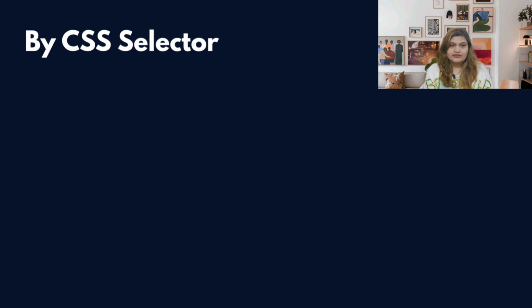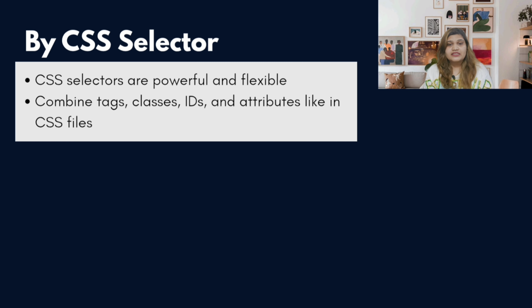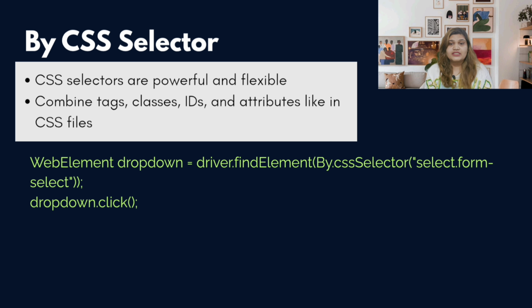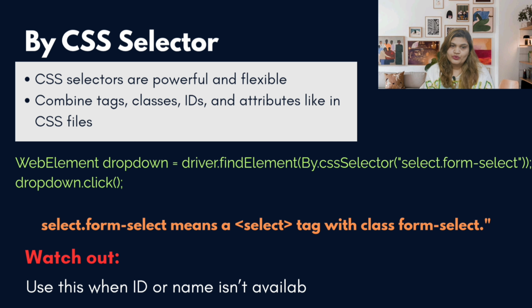By CSS selector. Now CSS selectors are powerful and flexible. You can combine tags, classes, IDs and attributes, just like in CSS files. Here's an example: select.form-select means the select tag with class form-select. Here's a pro tip: use this when ID or name isn't available and you want precision.